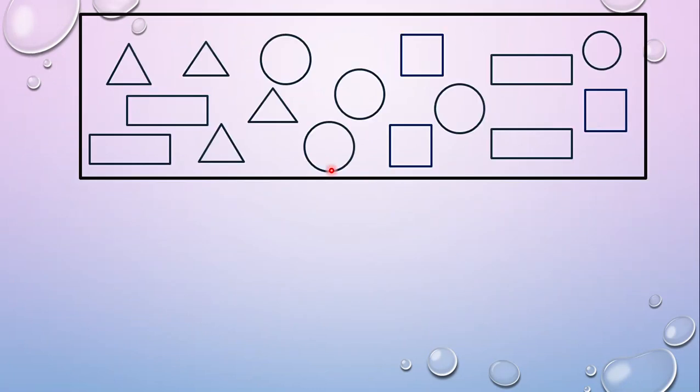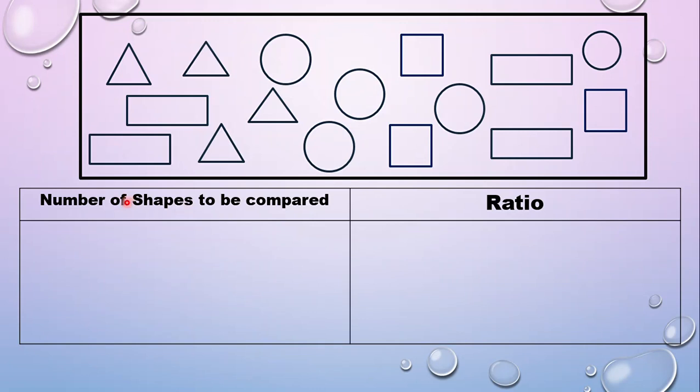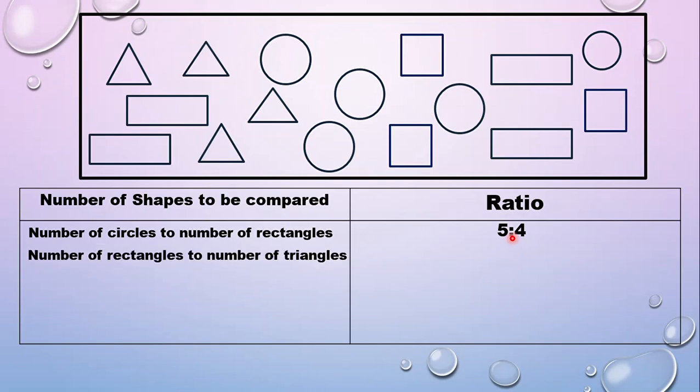Given the figure, we have to find the ratio of the following. Identify the number of shapes to be compared, then give the ratio. Number of circles to number of rectangles. The number of circles in the figure is 1, 2, 3, 4, 5. The number of rectangles is 1, 2, 3, 4. So that is 5:4.